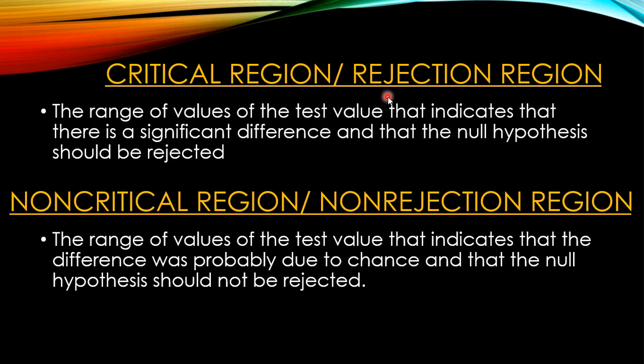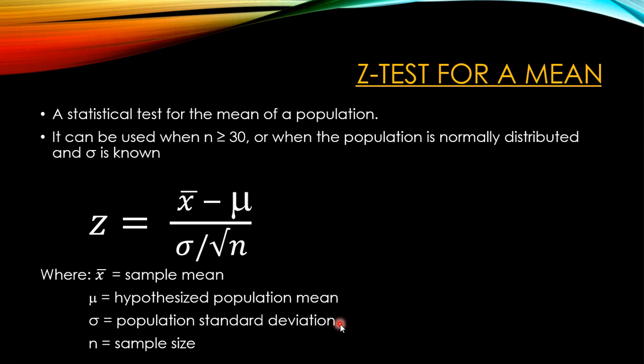So, critical region, or we also call this the rejection region. Yung mas familiar tayo. This is the range of values of the test value that indicates that there is a significant difference and that the null hypothesis should be rejected. So, kapag ang ating test value ay pumatak o tumama dito sa critical region, we reject the null hypothesis. Now, the non-critical region, ito naman yung tinatawag natin na non-rejection region, yung malaking area sa gitna. So, the range of values of the test value that indicates that the difference was probably due to chance and that the null hypothesis should not be rejected. Okay, so pag yung ating test value ay makikita dito sa non-critical region or non-rejection region, hindi natin i-reject si null hypothesis.